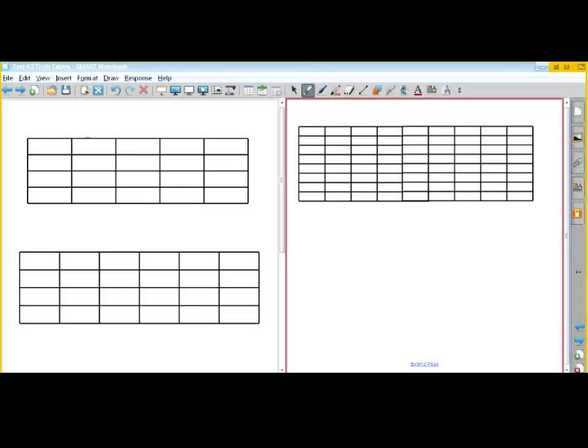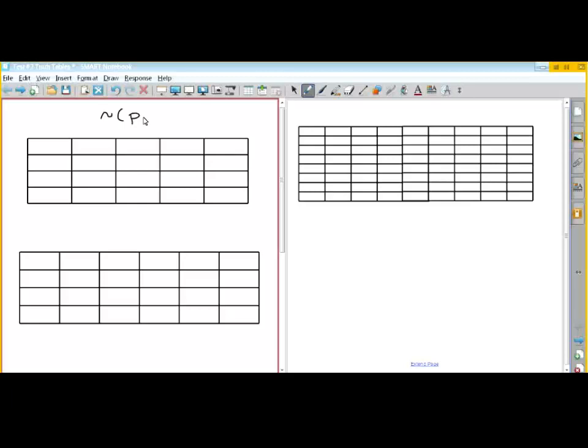Okay, so here's a review on truth tables. In the test, we had something that kind of looked like this. I gave you two expressions. These are not exactly the ones on the test, I'm just making these up, but they're similar. So we have two logic expressions: the negation of P and Q, and the negation of P and the negation of Q. The question is, are they equivalent to each other?